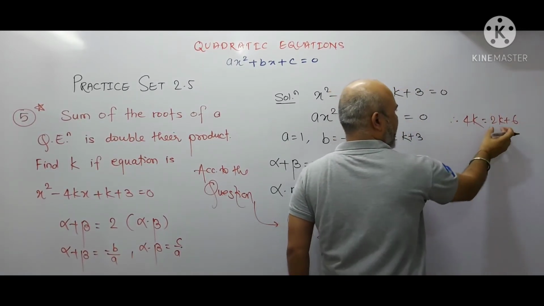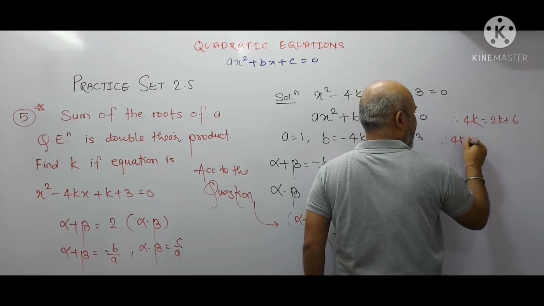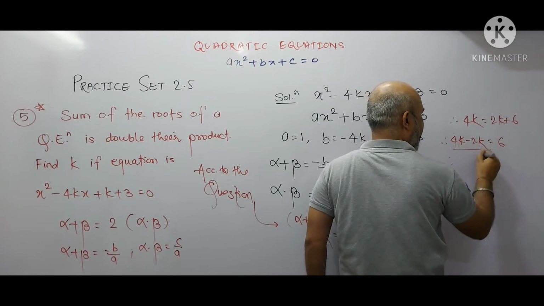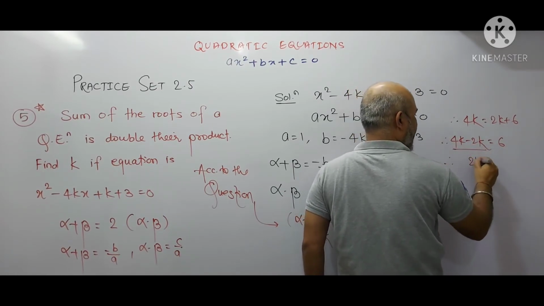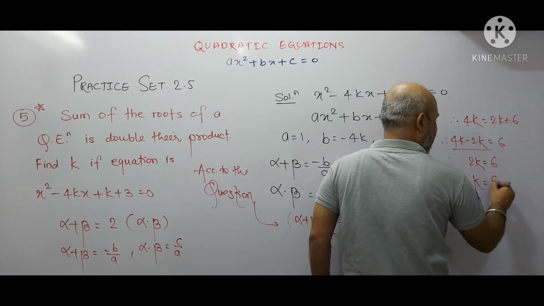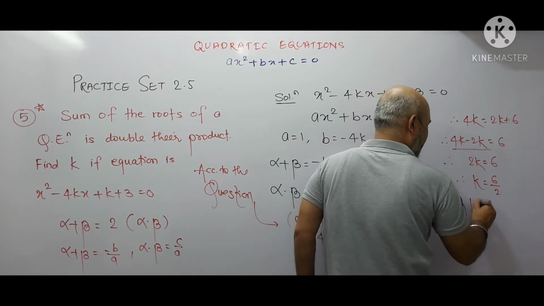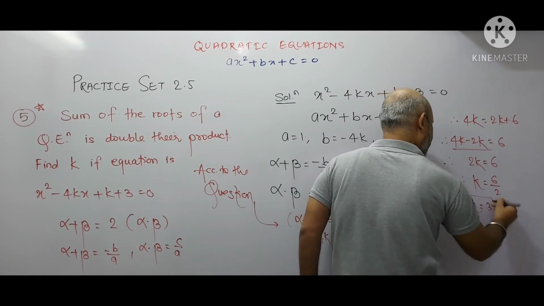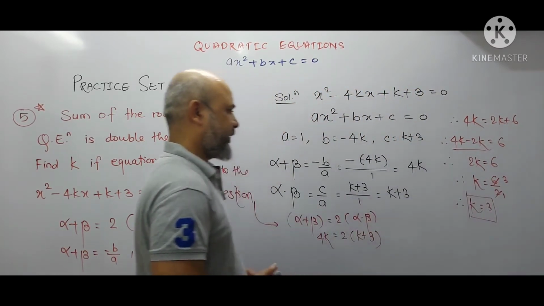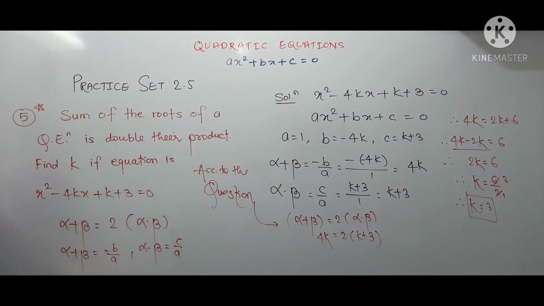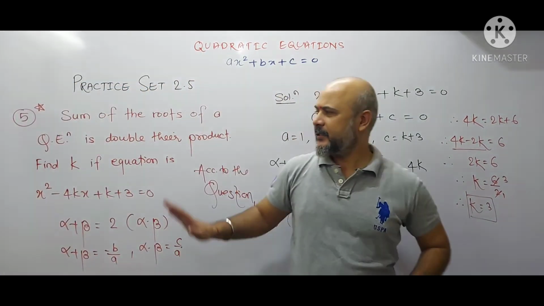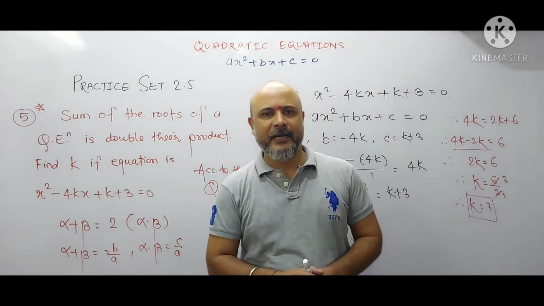Okay. Now we will transfer this. So 4k minus 2k is equal to 6. And therefore you will get from this 2k, 4k minus 2k is 2k is equal to 6, and therefore k is equal to 6 divided by 2, and therefore value of k is 3. 2 1s are 2, 2 3s are 6. So value of k is 3. So in this way you have to solve this question, that is question number 5 of practice set 2.5.